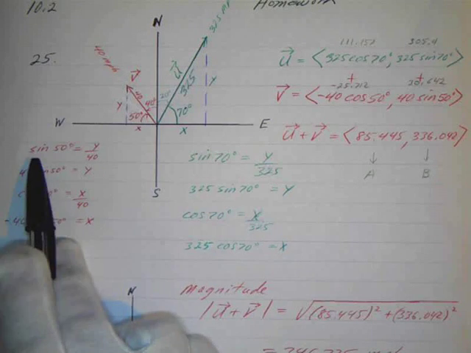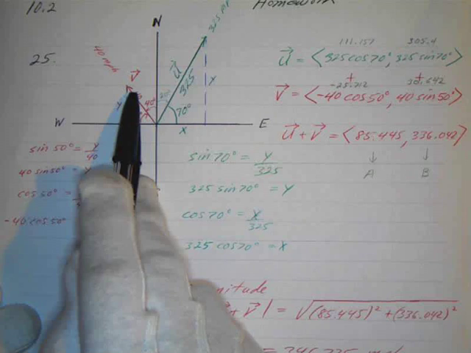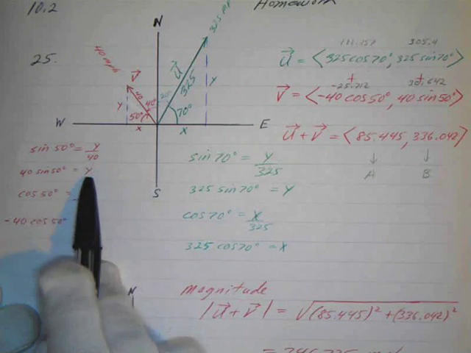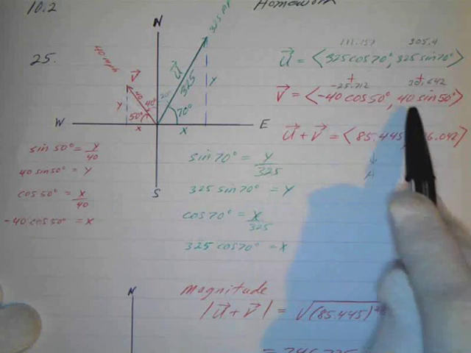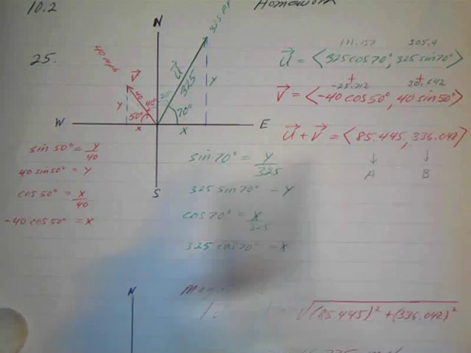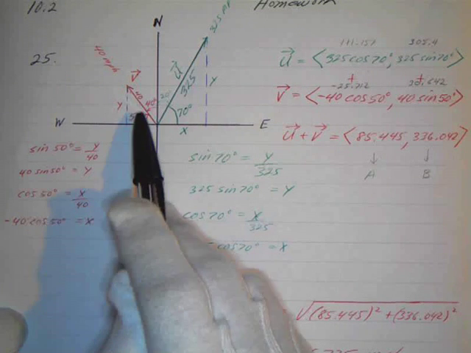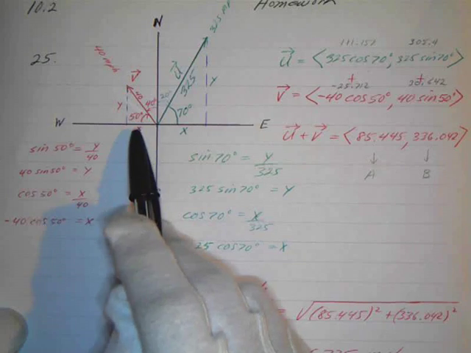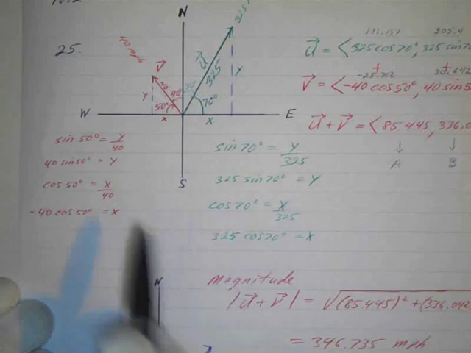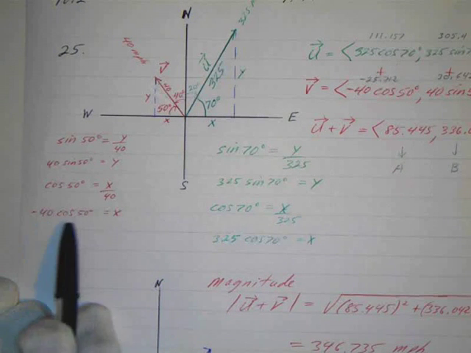So again, we do the same thing. The sine of 50 equals y over 40. Happens to be the same, 40 miles per hour and 40 degrees. Y over 40, so y equals 40 sine of 50 degrees. So that's the vertical component of my wind speed. And the horizontal component, the adjacent side, so the cosine of 50 degrees equals x over 40. And then I multiply by 40, and I get x equals 40 cosine of 50 degrees.